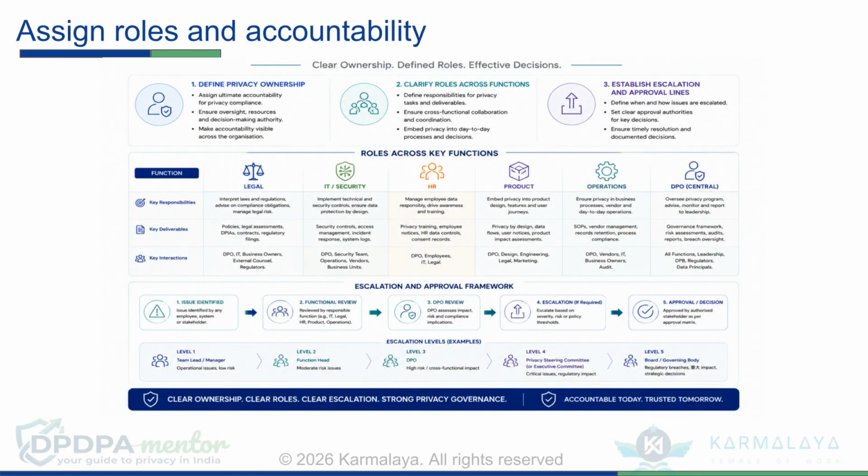Assigning clear roles and accountability across legal, IT, HR, and operations is vital. This ensures that every function understands its responsibility in the broader privacy ecosystem. Every framework needs named owners and clear accountability. Even where no formal DPO is required, organizations still need someone or some function to coordinate privacy governance and decision-making.